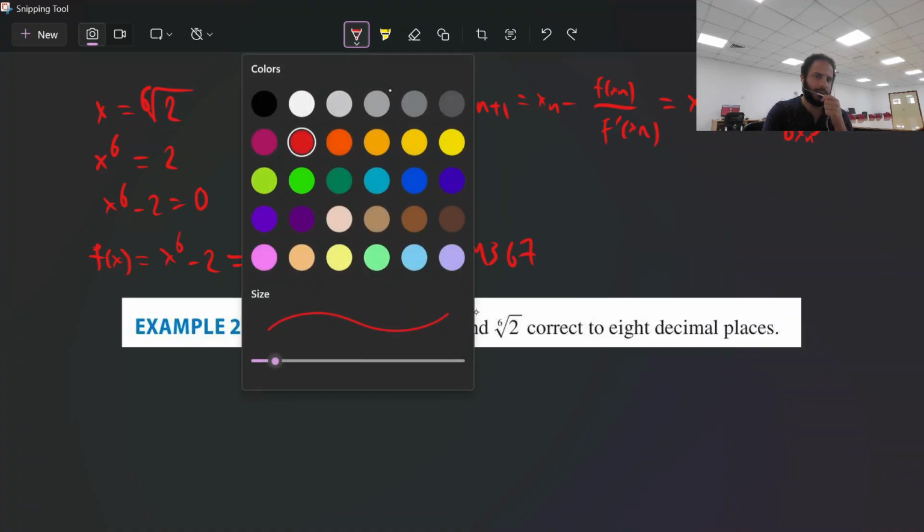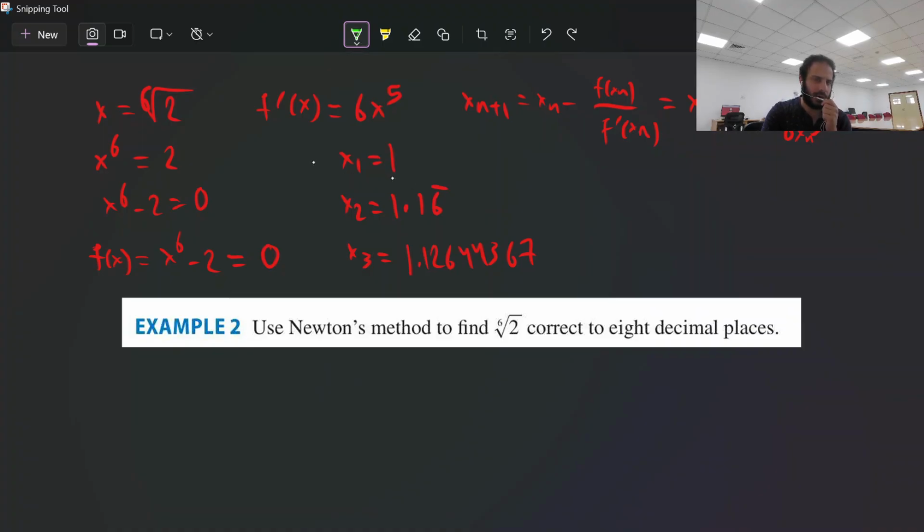Now, how to know which digits are correct? I will show you now. Look at x1. You have 1 here and you have 1 here. So 1 must be correct, right? Because each time the x value gets closer to the value we want, okay? Next, look at x2 and x3. Here you have 1.1 and here you have 1.1. So you know that these are correct. What about 6? It's not correct because here it's 2. What about 2? We don't know yet whether it's correct or not.